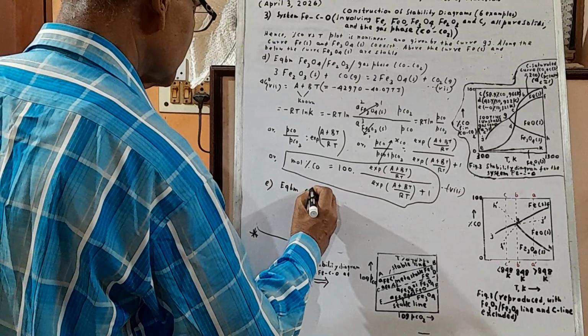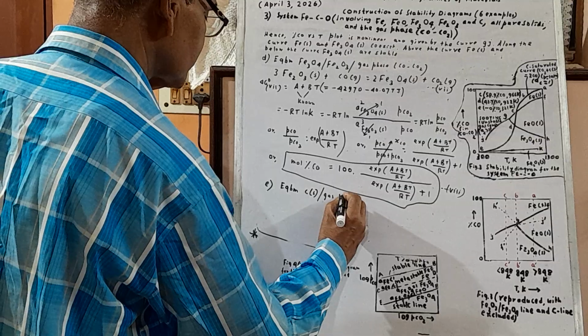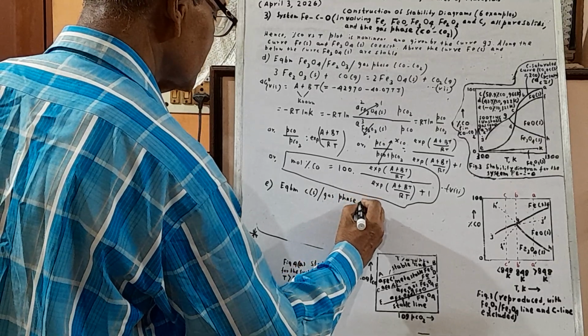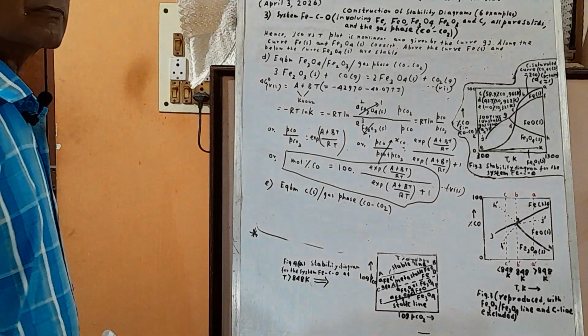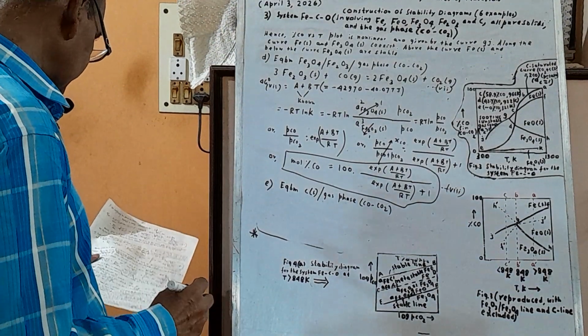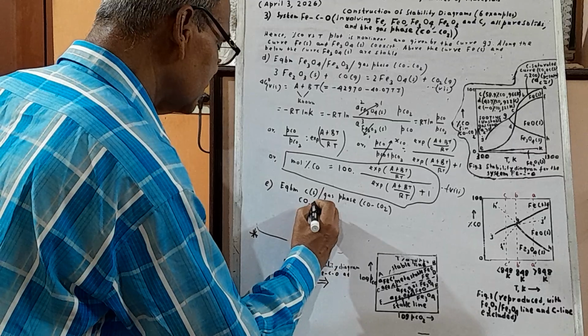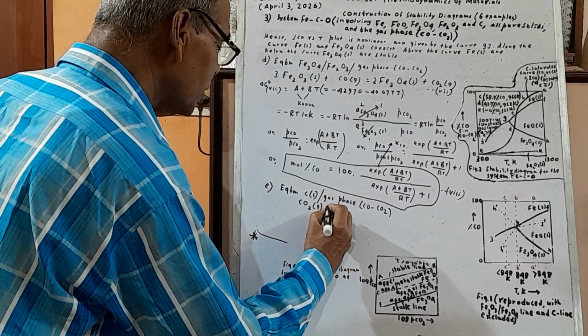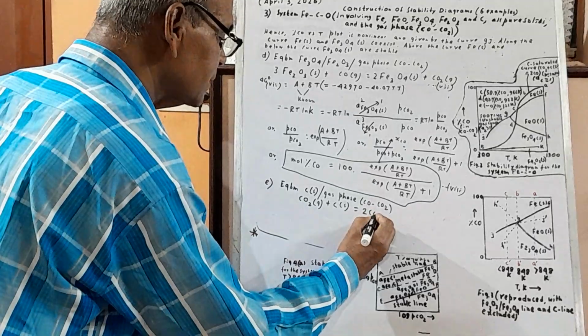Carbon solid and gas phase. What is the gas phase? CO. What is the reaction? First of all, you should write the reaction. Very easy reaction. CO2 gas plus carbon solid gives 2CO gas.